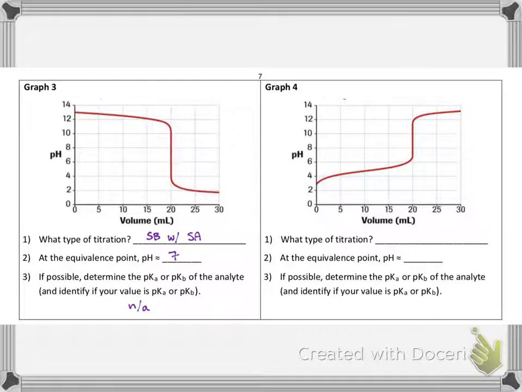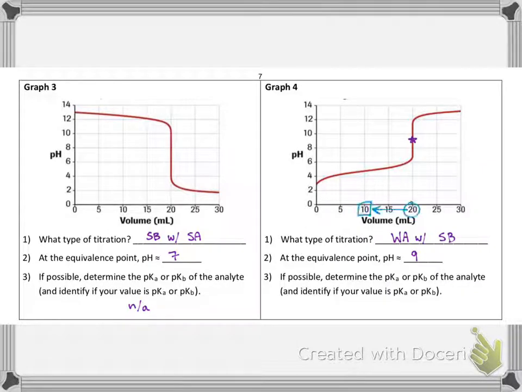Okay, the first one was a strong, graph number 3. But you started with a strong base and you added a strong acid. The next one was a weak acid with a strong base. And so, as you'd expect, at the equivalence point, the pH was basic. I thought it was about 9. And so, we could find the Ka value of this acid from the graph.